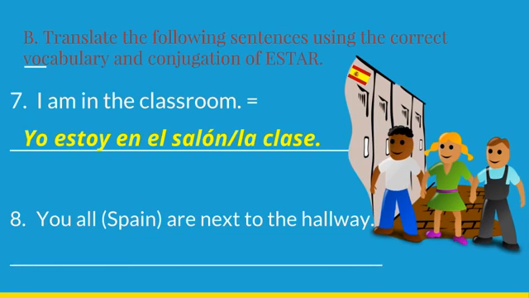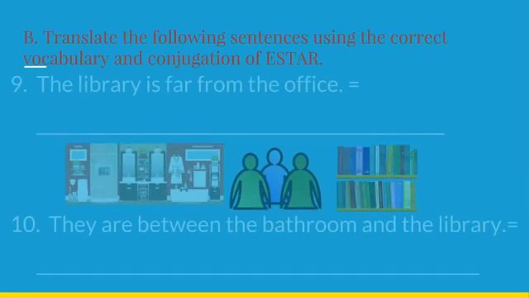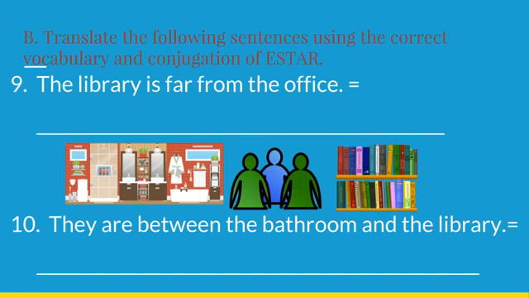Número 8, you all for Spain, so you should have vosotros estáis, are next to, al lado del pasillo. And the reason we have del is that next to is al lado de, and then hallway is el pasillo, so you have de and el next to each other, so they form del pasillo. Same thing with 9 and 10. These ones are a little more challenging, so I want you to, again, take your time, pause, check your answers.